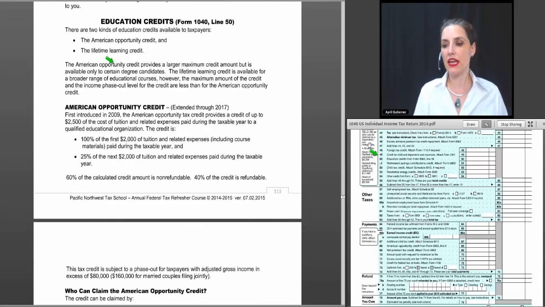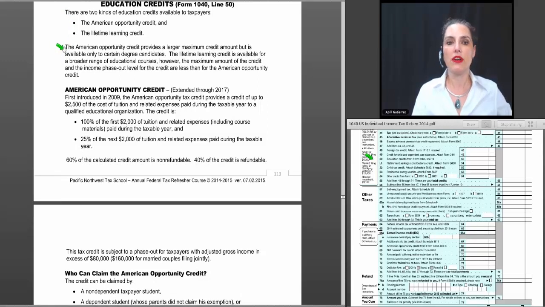Next up, we're looking at line 50, which is the rules for education credits. There are 2 kinds of education credits that are available to taxpayers. There's the American Opportunity Credit and the Lifetime Learning Credit. The American Opportunity Credit provides a larger maximum credit amount, but it is available only to certain degree candidates. The Lifetime Learning Credit is available for a broader range of educational courses. However, the maximum amount of the credit and the income phase-out level for the Lifetime Learning Credit is less than for the American Opportunity Credit.